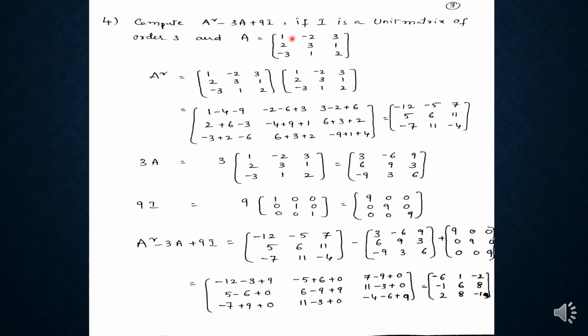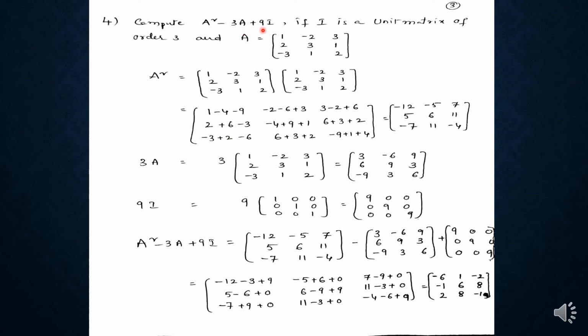What is A here? [1, -2, 3; 2, 3, 1; -3, 1, 2]. So by multiplying 3 with each element, what will we get? 3 into 1 is 3, 3 into -2 is -6, 3 into 3 is 9, 3 into 2 is 6, 3 into 3 is 9, 3 into 1 is 3, 3 into -3 is -9, 3 into 1 is 3, 3 into 2 is 6. So 3A is equal to [3, -6, 9; 6, 9, 3; -9, 3, 6].